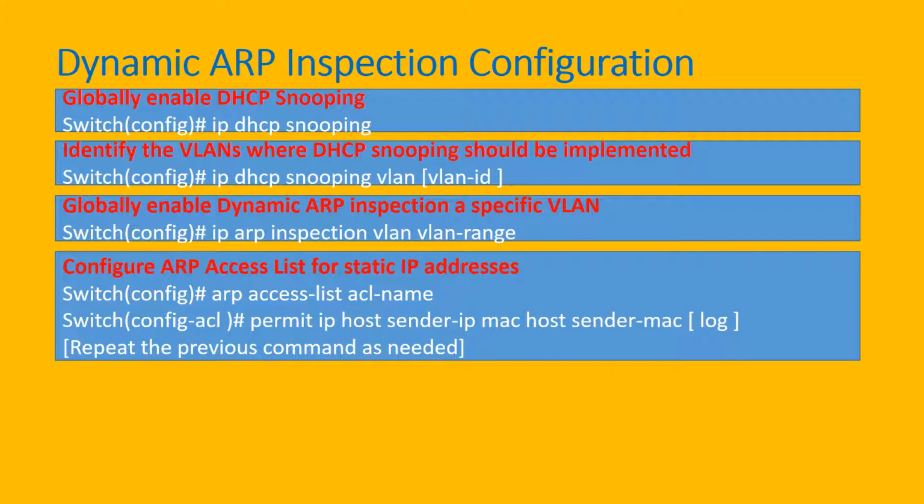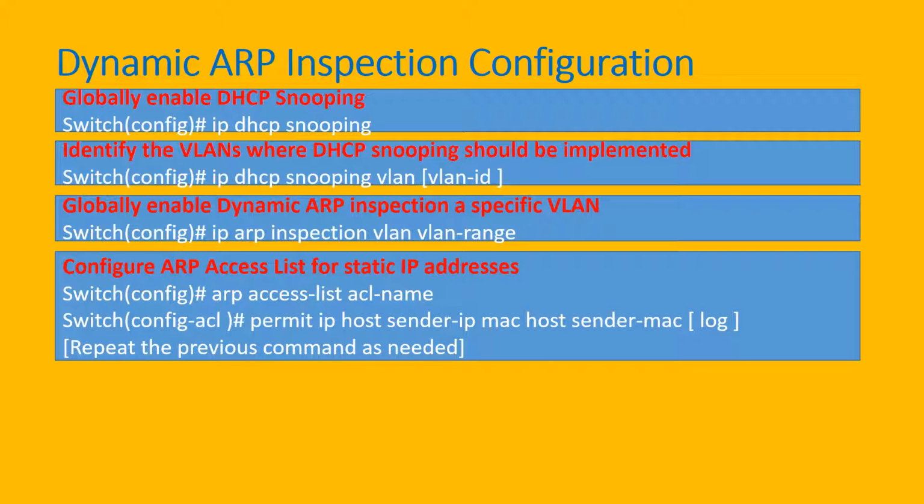If in your network there are some clients' computers configured with static IP addresses and you do not want to configure the ports that connect to those computers as trusted ports, you need to configure the ARP access list to permit those clients' computers to send the ARP reply. To configure the ARP access list, you first need to go to the configuration mode, then issue the command arp access-list, and then you provide the access list name.